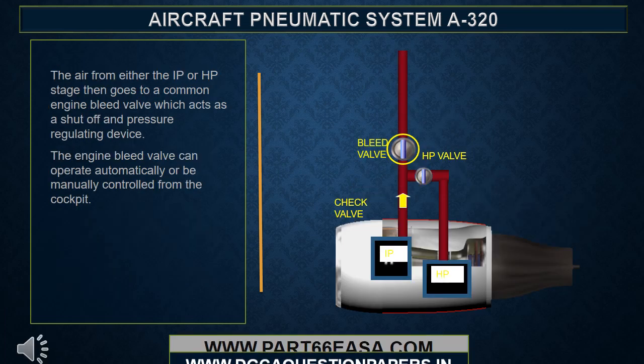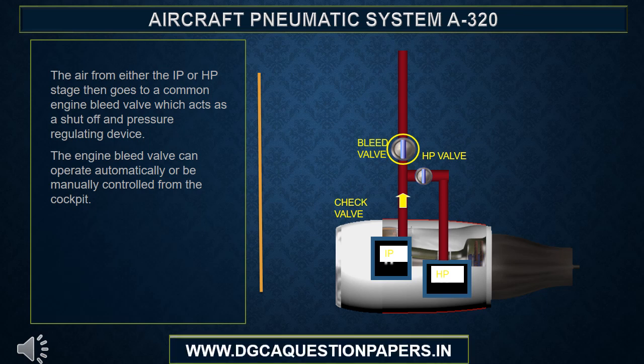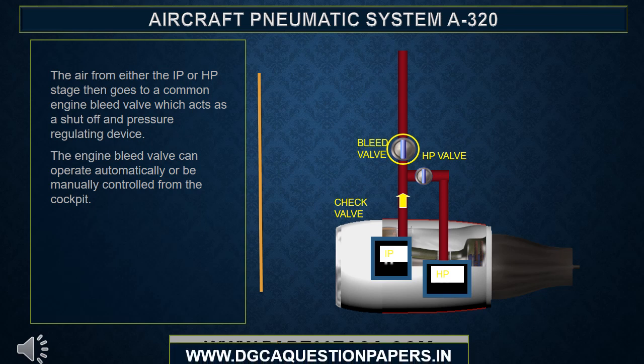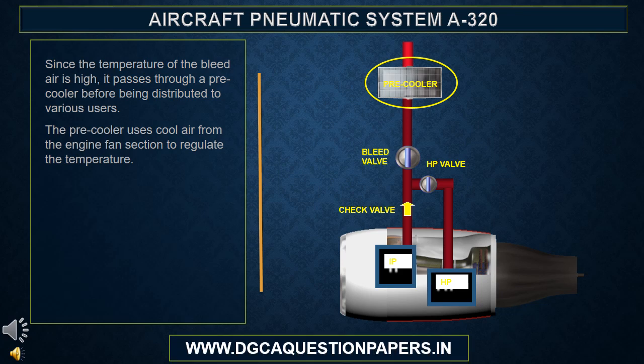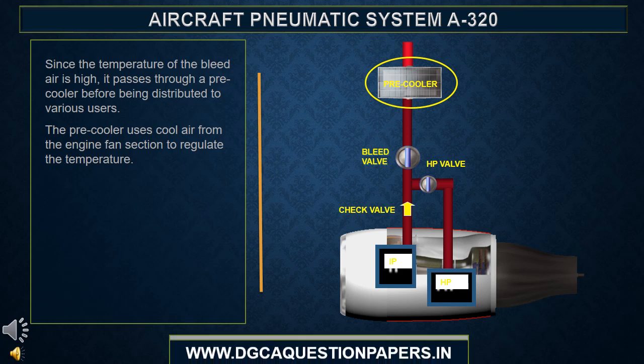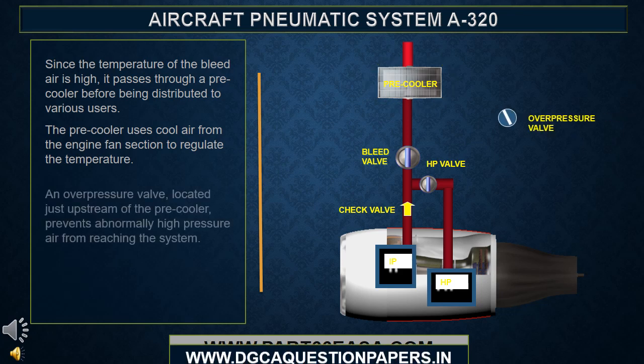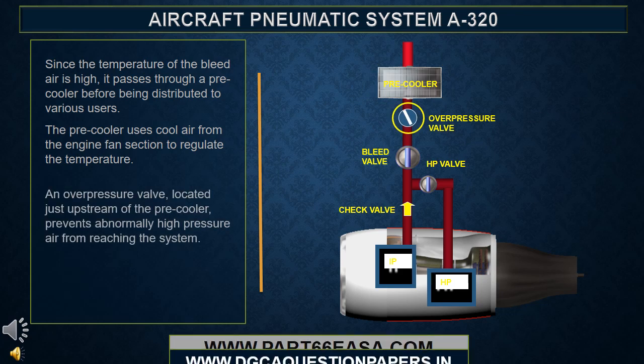The air from either the IP or HP stage then goes to a common engine bleed valve, which acts as a shut-off and pressure regulating device. The engine bleed valve can operate automatically or be manually controlled from the cockpit. Since the temperature of the bleed air is high, it passes through a pre-cooler before being distributed to various users. The pre-cooler uses cool air from the engine fan section to regulate the temperature. An overpressure valve, located just upstream of the pre-cooler, prevents abnormally high pressure air from reaching the system.